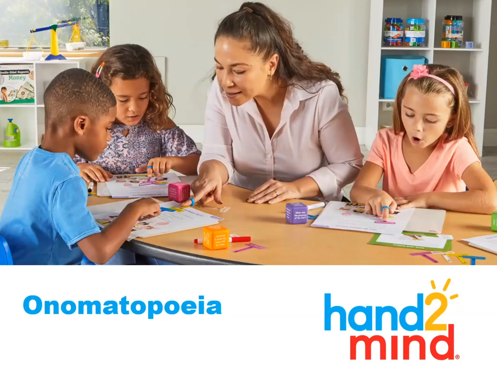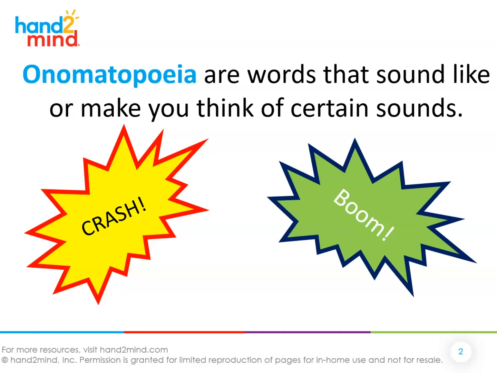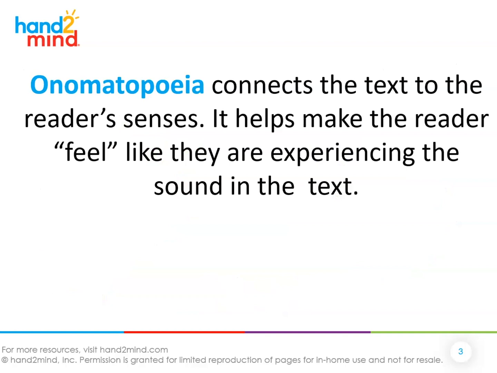If you've ever read a comic book, chances are you've come across onomatopoeia. Onomatopoeia are words that sound like or make you think of certain sounds. So, if you've ever been reading a story about your favorite superhero and all of a sudden you see crash, boom, snap, these are all examples of onomatopoeia. Onomatopoeia connects the text to the reader's senses. It helps make the reader feel like they are experiencing the sound in the text.